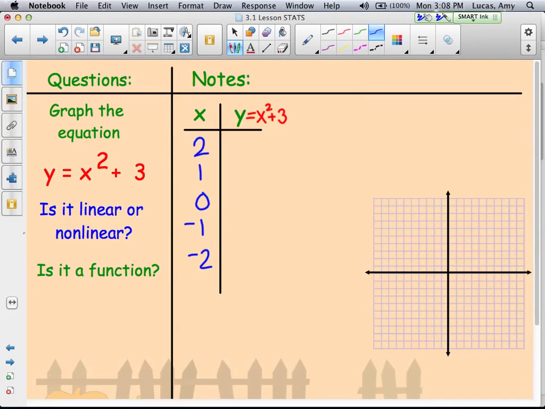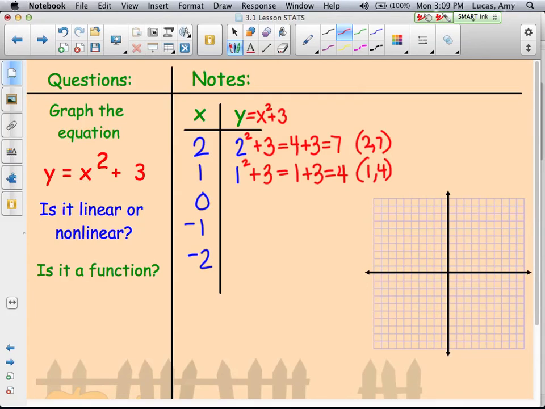Now, when I plug those in for x, I am going to have to put the exponent on the number and then add 3. So 2 squared is 4. 4 plus 3 is 7. So that ordered pair would be 2, 7. The next one, I'm substituting 1 for x. 1 squared plus 3. 1 times 1 is 1, plus 3 is 4. So my ordered pair, 1, 4. The next one, I substitute 0 for x. 0 squared plus 3. 0 squared is 0, plus 3 is 3. So this ordered pair will be 0, 3.